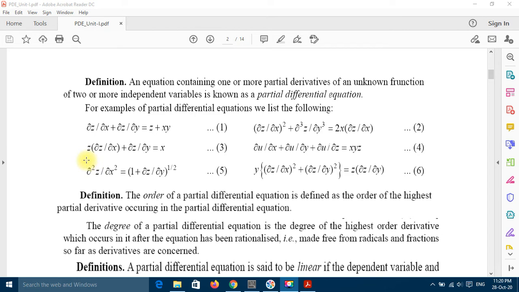The partial differential equation formed by the partial derivatives, you know very well what are the partial derivative, how to find the partial derivative. Now we introduce a small example of a partial derivative. If z is a function of x and y, then the partial derivative of z with respect to x is denoted by del z by del x, and the partial derivative of z with respect to y is denoted by del z by del y.